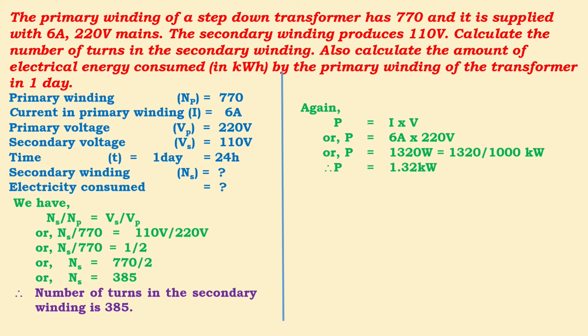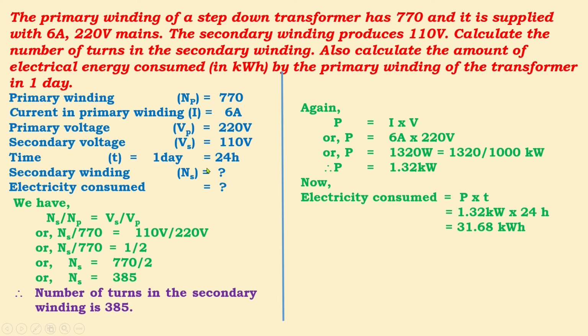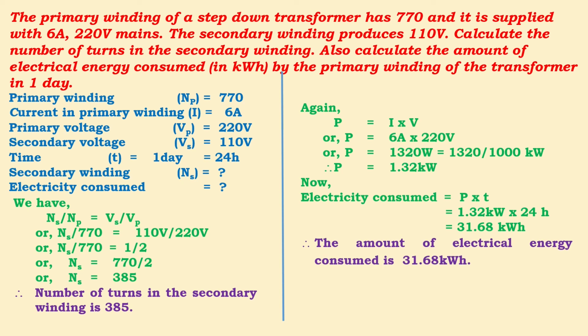Now we have to use another equation, electricity consumed equal to power into time, and in place of power 1.32 kilowatt and time is 24 hour. It is already given here. Now when we multiply all this, then what comes? 31.68 kilowatt hour. And this is our final answer. Therefore, the amount of electrical energy consumed is 31.68 kilowatt hour, and this electrical energy is consumed in primary winding.